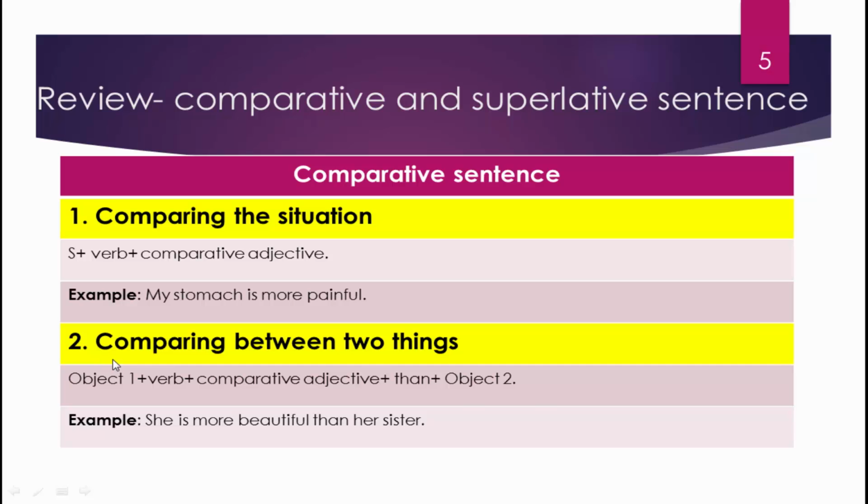Number 2, comparing between two things. So you need object 1 plus verb plus comparative adjective, and then plus than, don't forget to add than, and then you need to add object 2, like she is more beautiful than her sister.